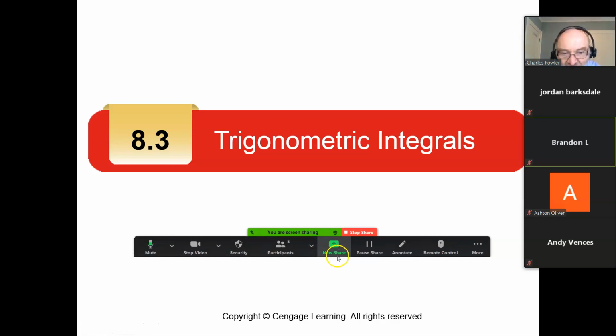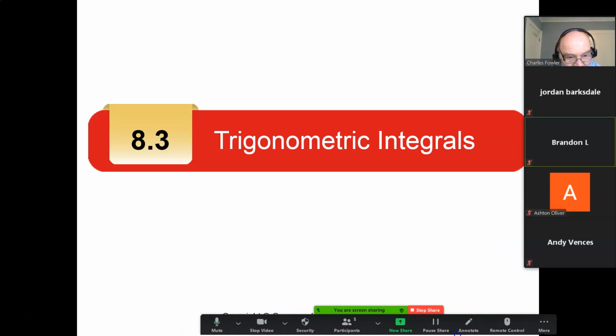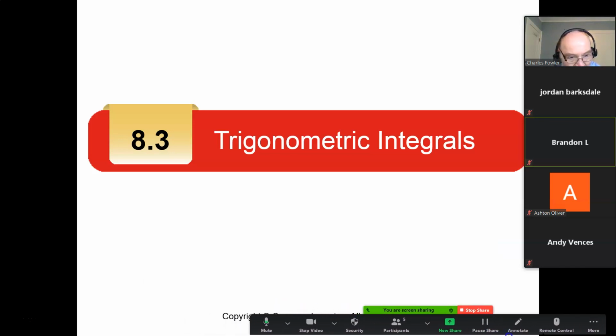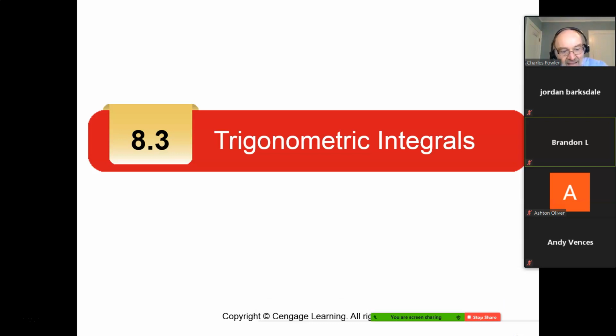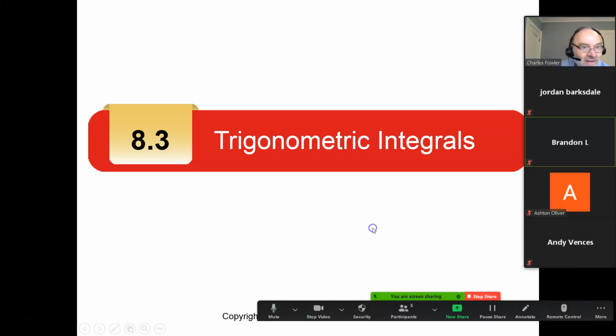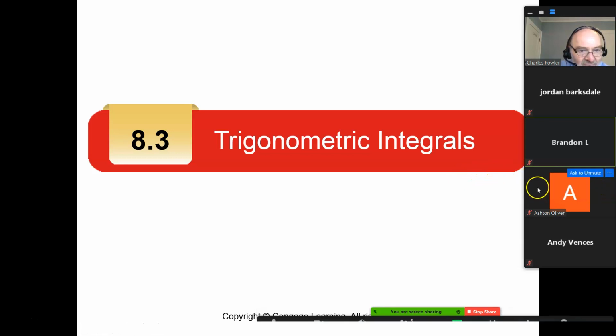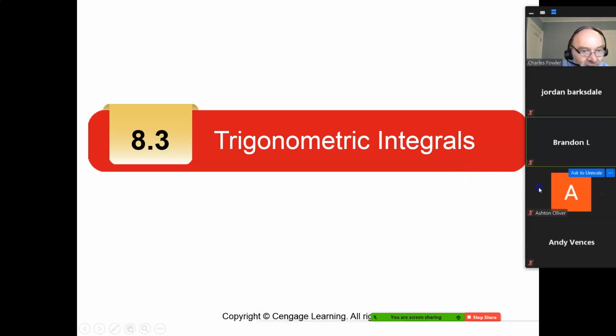I need to move this taskbar, which you probably can't see, out of the way. So let me get this down here at the bottom, out of the way. And let's proceed to 8.3. Well, I'm going to try to proceed. And let me see if I need to move y'all over a little bit to the right. Yeah, okay. So let's see if I can proceed.